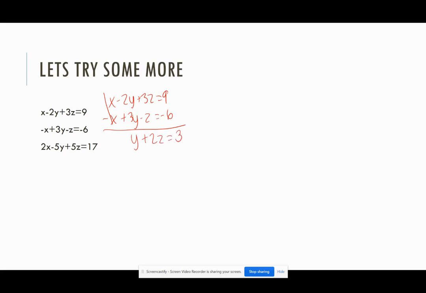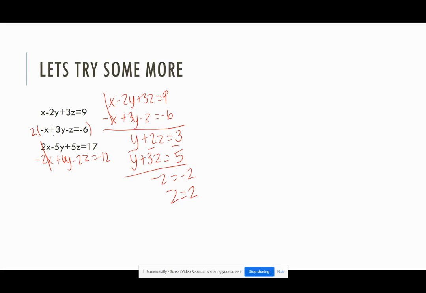Now let's look at the next two equations. You're going to multiply this by 2, and I get negative 2x plus 6y minus 2z equals negative 12. X's go away. I'm left with 6y minus 5y, which is y, plus 3z equals 5. All right, I can easily solve these by subtracting. So y goes away. Negative z equals negative 2, so z equals 2. All right, not bad.